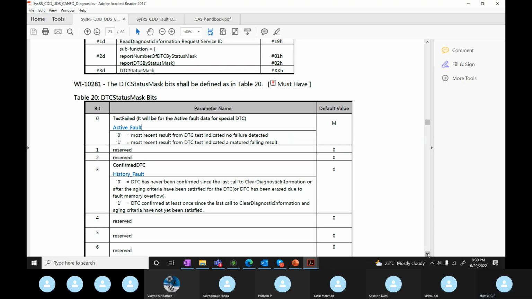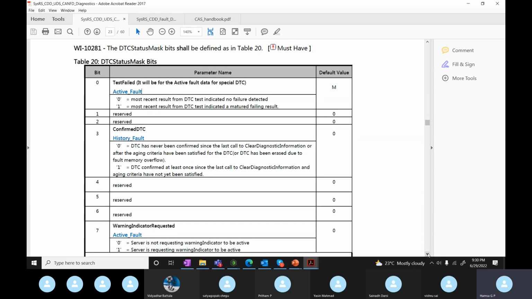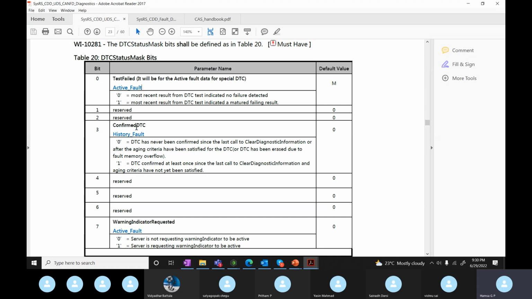Correct, right? In this project, only 3 bits are applicable: bit 0, bit 3 and bit 7. Warning indicator, confirmed DTC and test failed. Similarly, in your project only a few bits will be applicable. They will not use every bit. If they are using them, then you have to test every bit, and if you are a developer, you have to develop every bit. Clear?